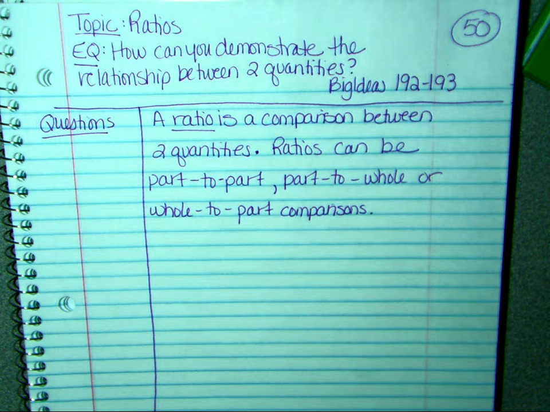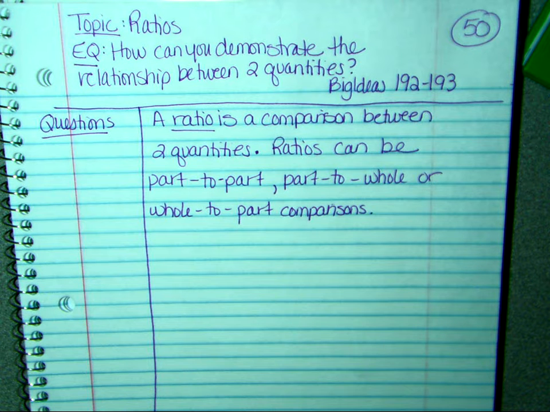We are going to start with the definition for a ratio. A ratio is a comparison between two quantities. Ratios can be either part to part, part to whole, or whole to part comparisons.